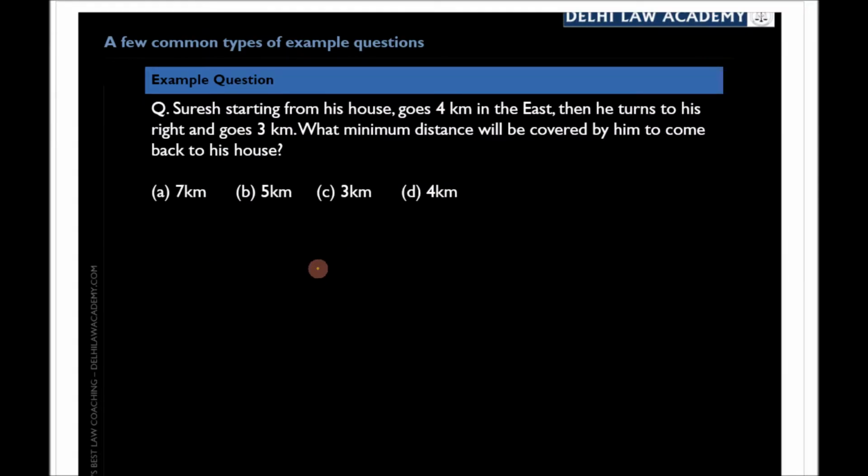Okay, so the next question is: Suresh starting from his house goes 4 kilometers to the east and then turns to his right, goes 3 kilometers. What minimum distance will be covered by him to come back to his house? The way to approach this is again to start with a diagram. So Suresh is starting from his house. Let's say the house is here, and of course our compass rose is north, east, west and south. He goes 4 kilometers to the east, so he's traveling 4 kilometers in this direction.